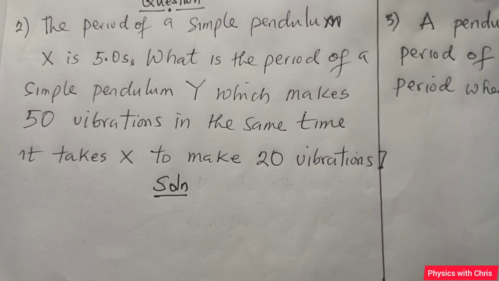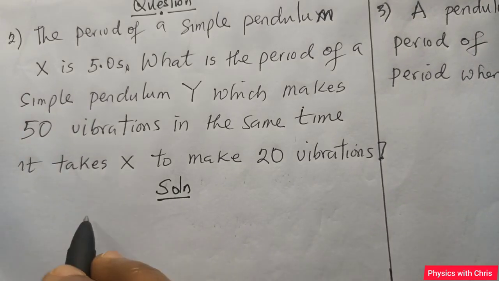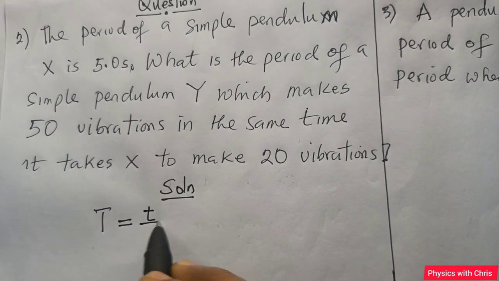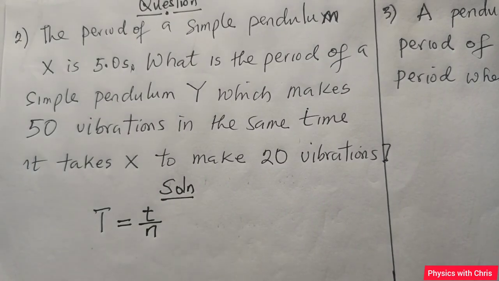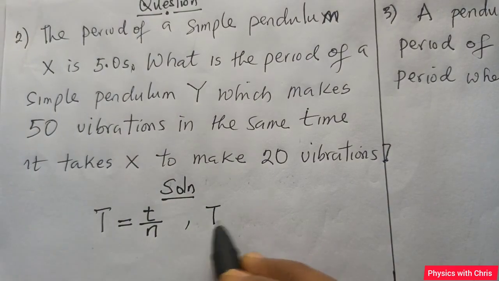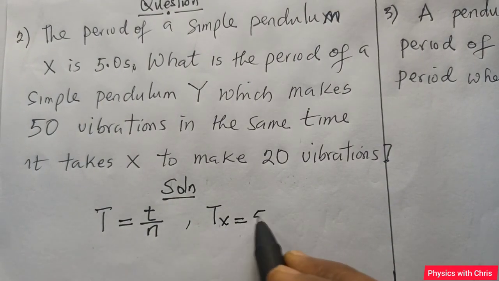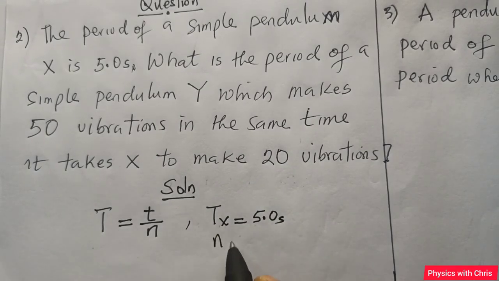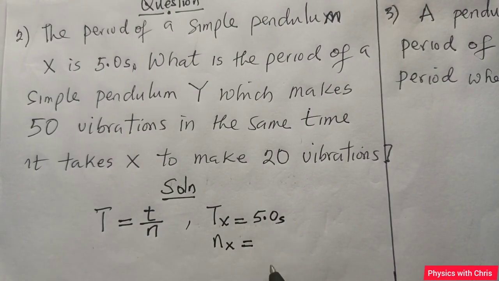Okay, let's use this equation. The period is given by the time taken to complete a number of oscillations n, where n must be an integer. This is what we're going to use. So we form this equation. Since you are given a period of pendulum X, I can call that Tx, 5 seconds. And we are given a number of oscillations completed by pendulum X. Let's call that nx.